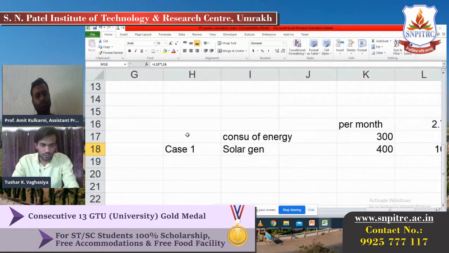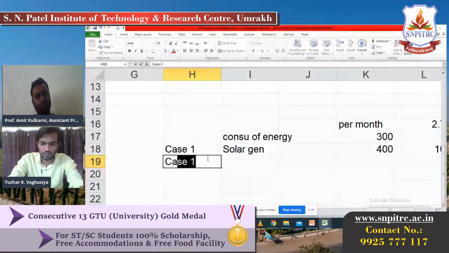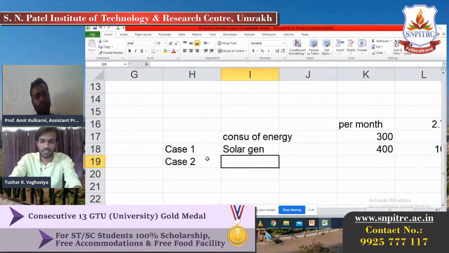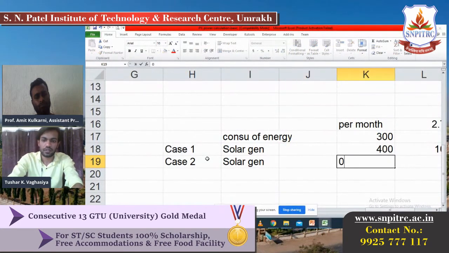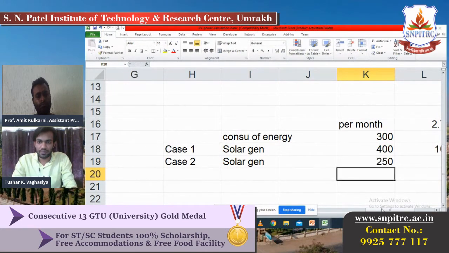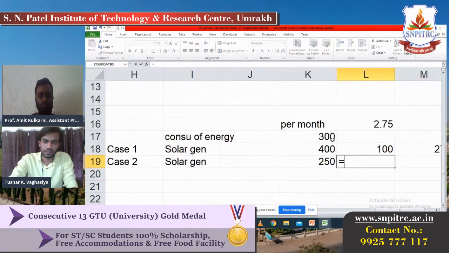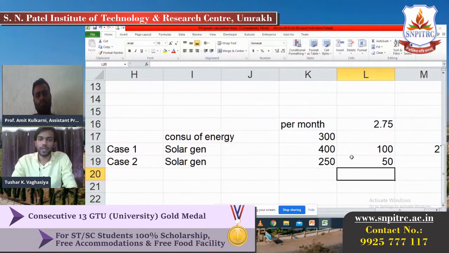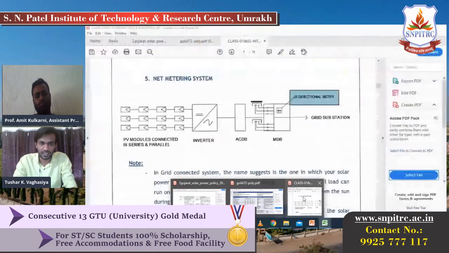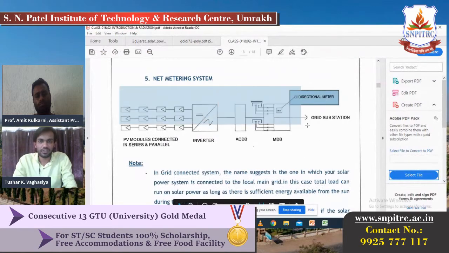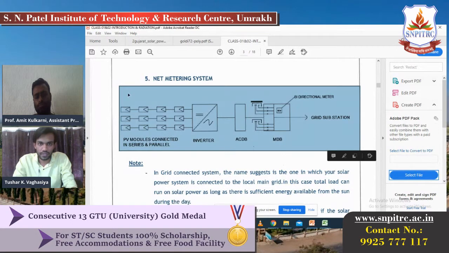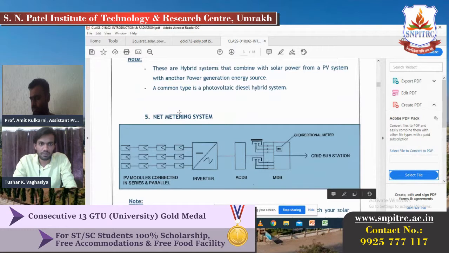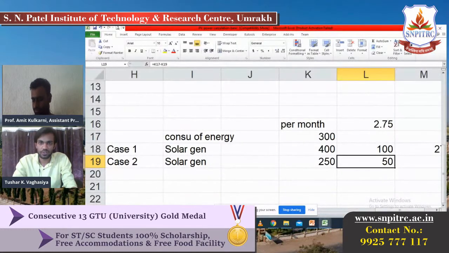In the second case, suppose consumption is the same but your solar generation is less. Case 2: suppose your solar generation is only 250 units per month, right? In that case, you have to pay the bill for only 300 minus 250. It means you need to pay the electricity bill for only 50 units as per this net metering policy, right? So in the current scenario the government provides this policy. I will show you some commercial details also in the next slide. Okay, so here are the different types of solar power plants in the Indian policy, right?